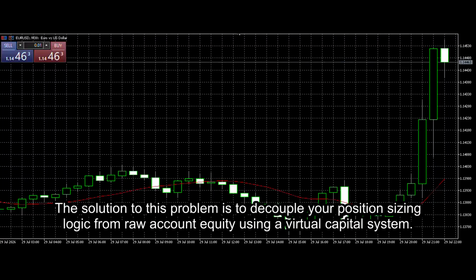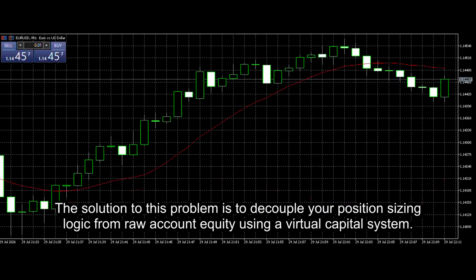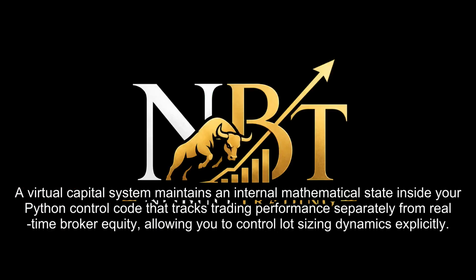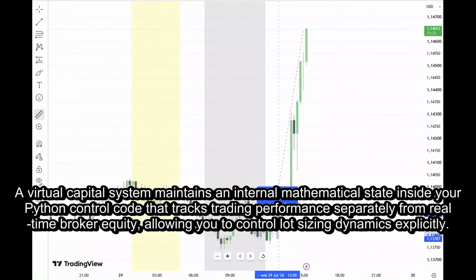The solution to this problem is to decouple your position sizing logic from raw account equity using a virtual capital system. A virtual capital system maintains an internal mathematical state inside your Python control code that tracks trading performance separately from real-time broker equity, allowing you to control lot sizing dynamics explicitly.